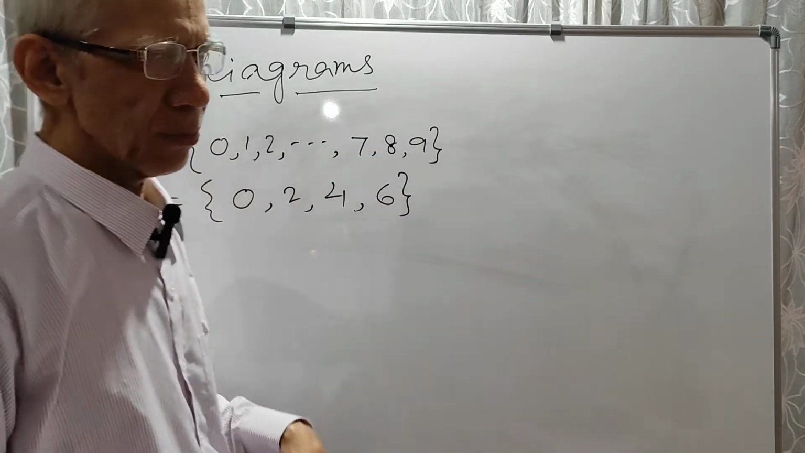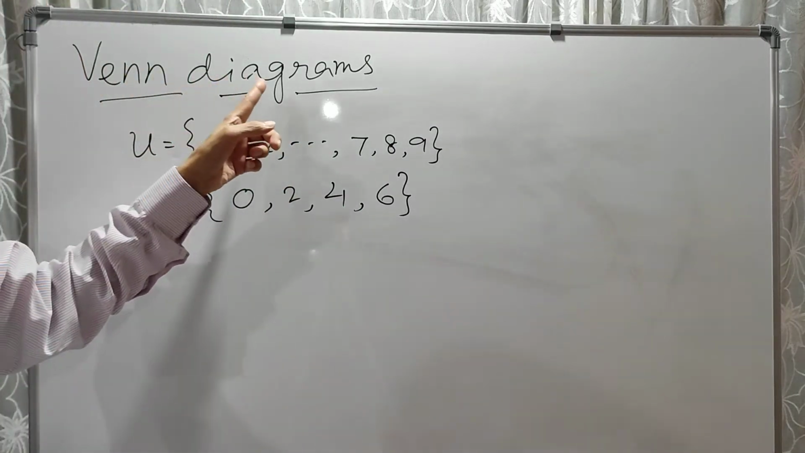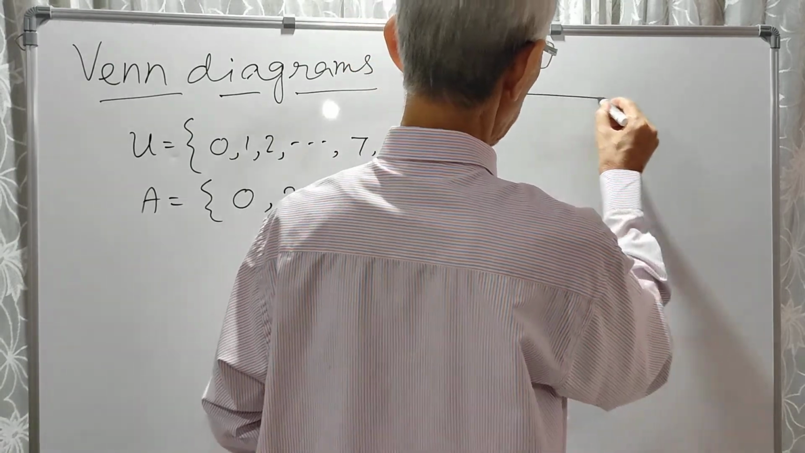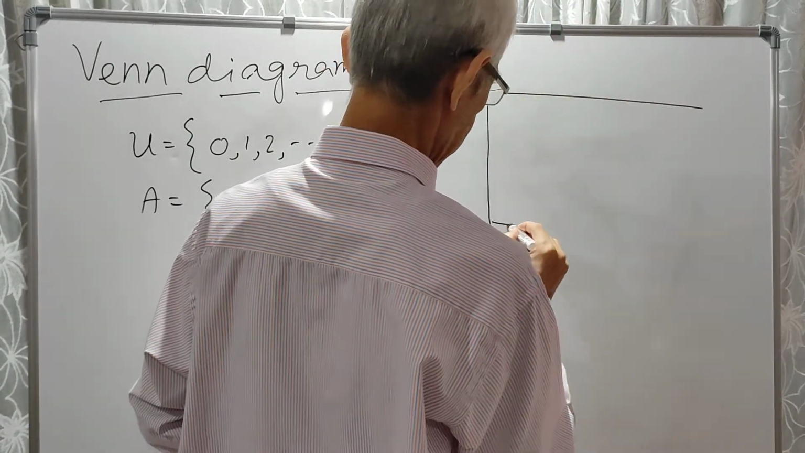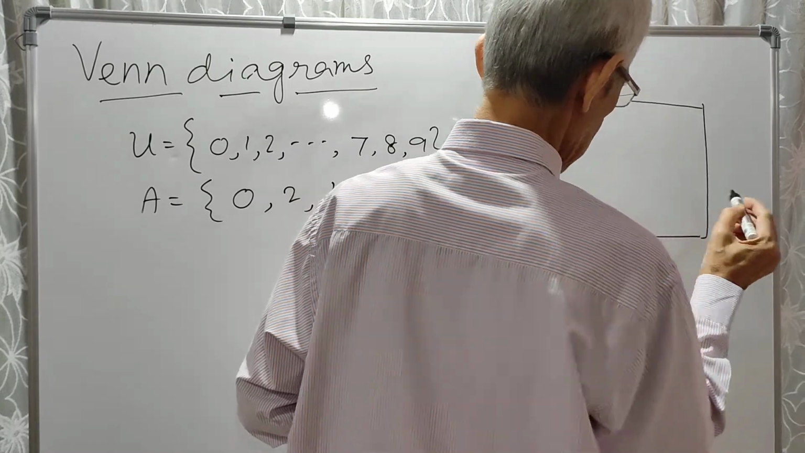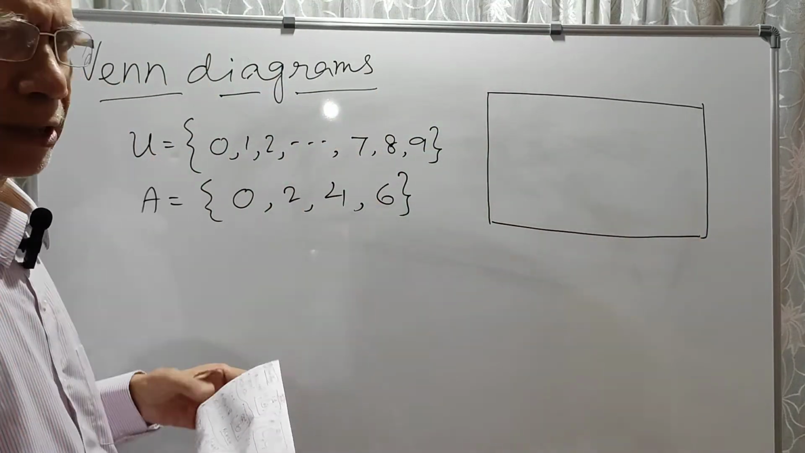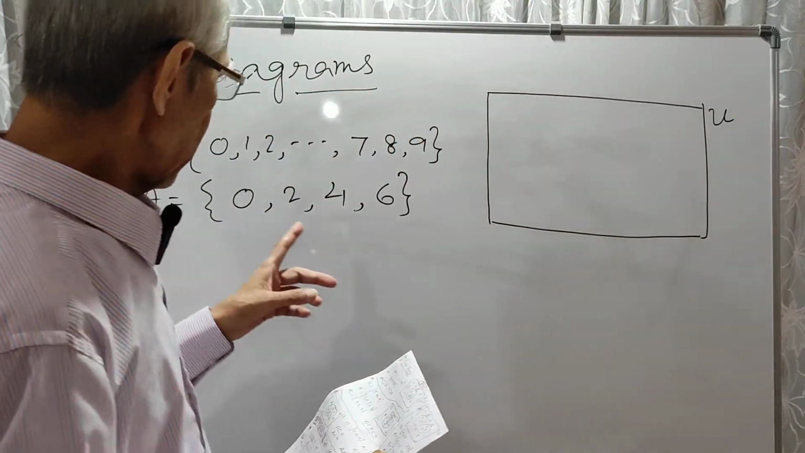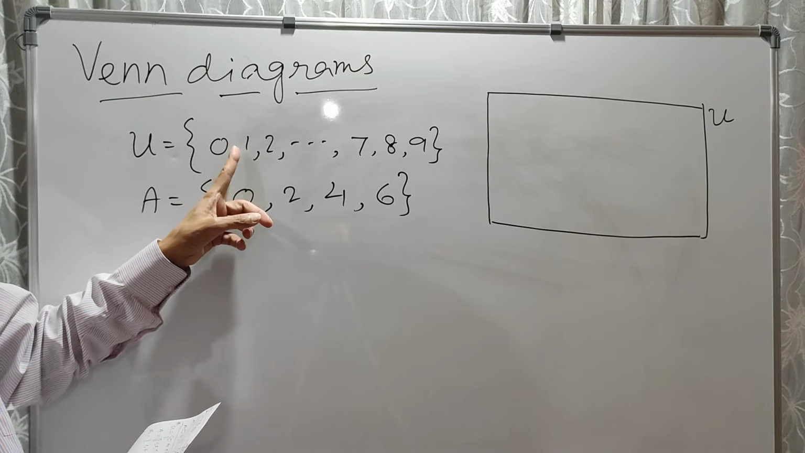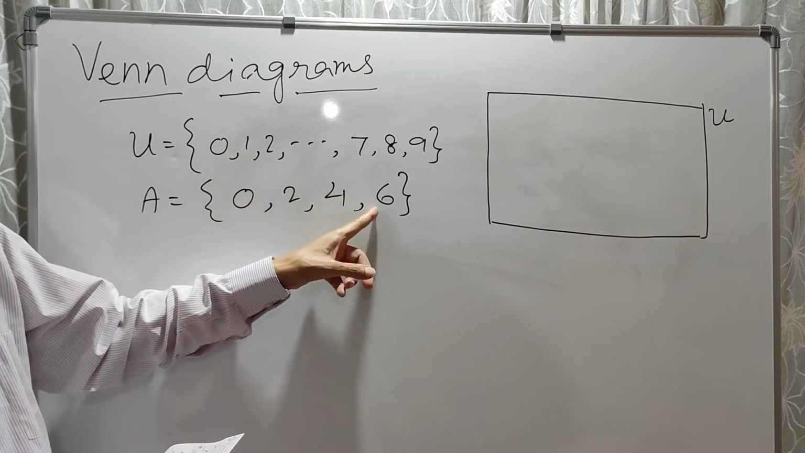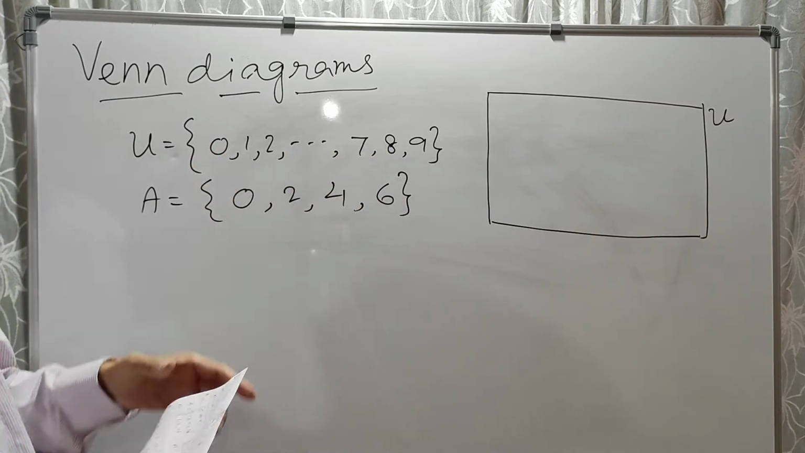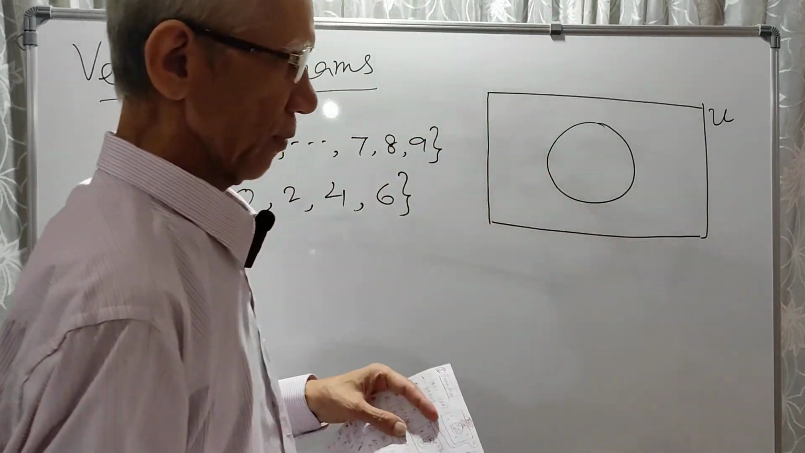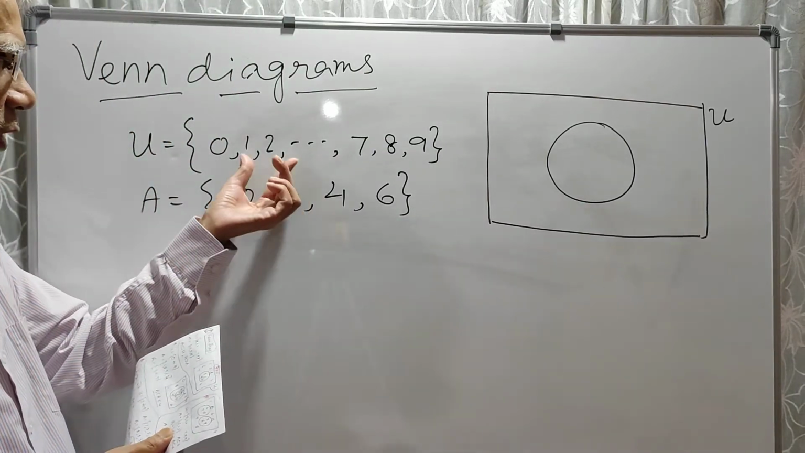Now these two sets can be represented diagrammatically using a kind of diagram which is called a Venn diagram. This is the diagrammatic representation of these two sets. The rectangle is the universal set. Now you see this set is a subset of this set, since 0, 2, 4, 6 all are present in it. So it will be inside this rectangle, which means all these elements are included in U.